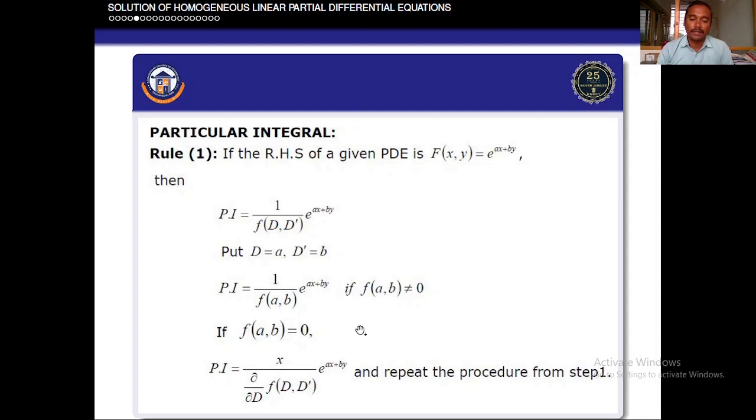If the denominator is equal to 0, that means f of a comma b equal to 0, then PI can be evaluated in this manner. That is, multiply the numerator by x and differentiate the denominator with respect to D and then follow the same procedure. So the main aim of the particular integral calculation is to eliminate the D and D' values from the given function.